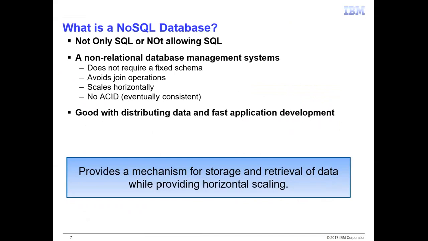So NoSQL means nothing more than not only SQL, not disallowing SQL. And it's a non-relational database management system. It doesn't have a fixed schema. It avoids join operations at all costs, and if it has to do a join, it is an application join. You'll get mighty familiar with tools like sed and grep if you have to do application joins. And it scales horizontally. Only now are some of these databases coming in with ACID compliance, but most of them in the field are not ACID compliant. And it's excellent with distributing data and fast application development. This is where a lot of application developers have gone.